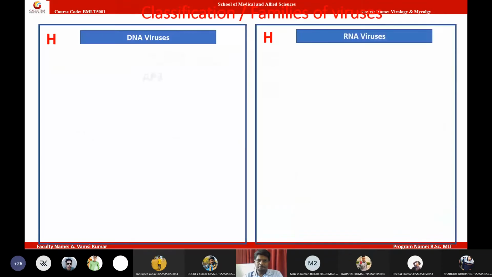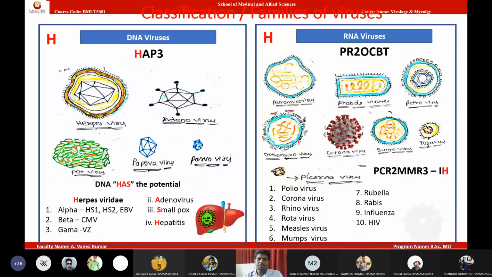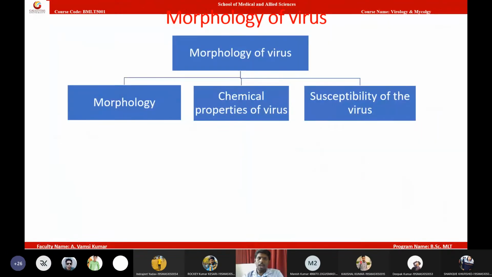The second topic will be the morphology of the virus. I will break down viral morphology into three parts. First I will discuss the structural morphology of the virus. Then I will discuss the chemical properties of the virus, and the susceptibility of the virus. Susceptibility means to what agents the virus is resistant and to what agents it is not resistant, that means to what agents the virus will die.